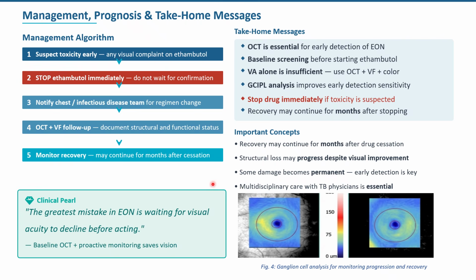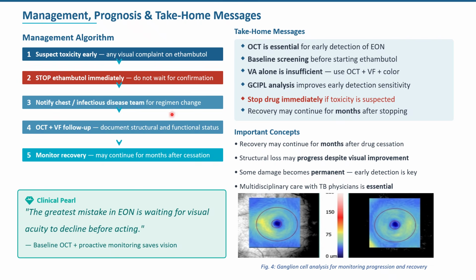Now, the management is simple. Once you confirm that there is ethambutol toxicity, immediately you have to document this by the OCT and the different investigations that we have mentioned before, and then you have to discuss with your team, especially those people who are dealing with the case if he has pulmonary tuberculosis, before stopping the drug. You should not stop the drug by yourself. You should discuss with your team and then decide to stop ethambutol and use any alternative medications for continuing the treatment.